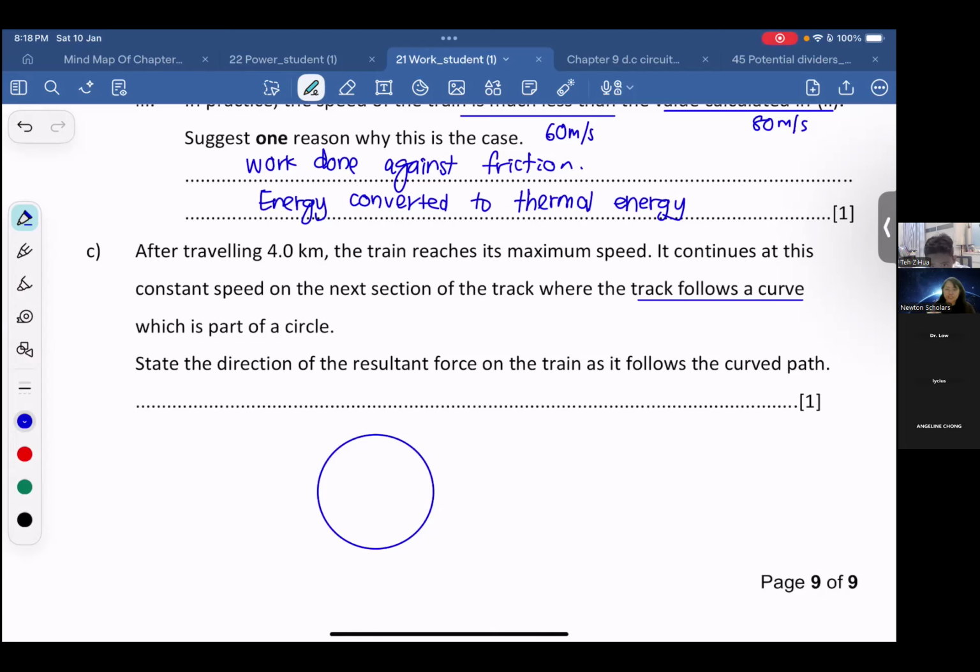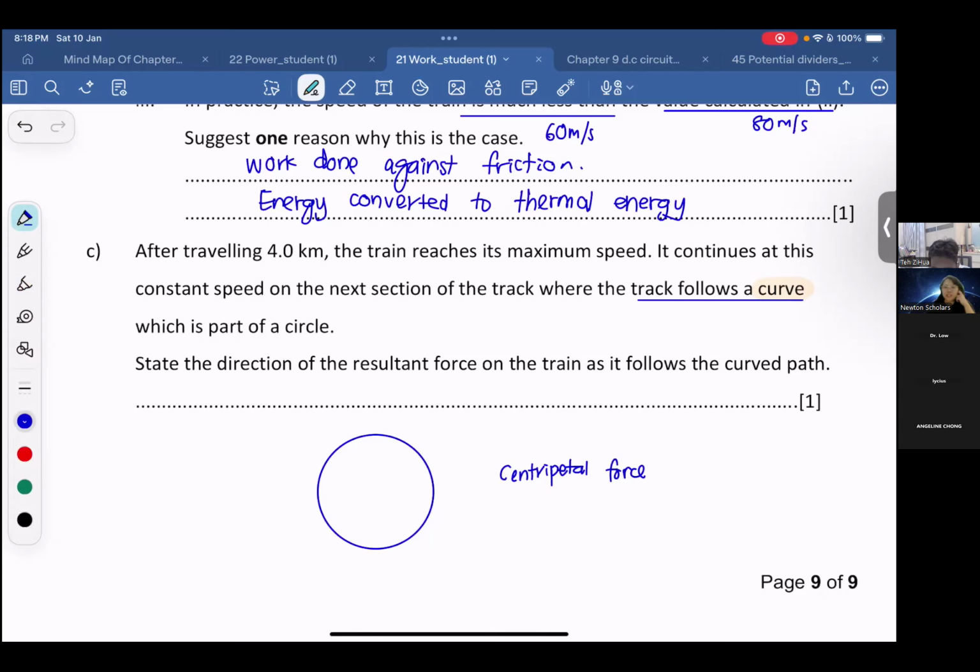Actually, this question C is related with the previous lesson that we learned about centripetal force. Centripetal force is a resultant force that can make the object moving in a circular path. So right now the keyword is curve. When it is moving in a curved path, can you tell me where the centripetal force should be pointing to?